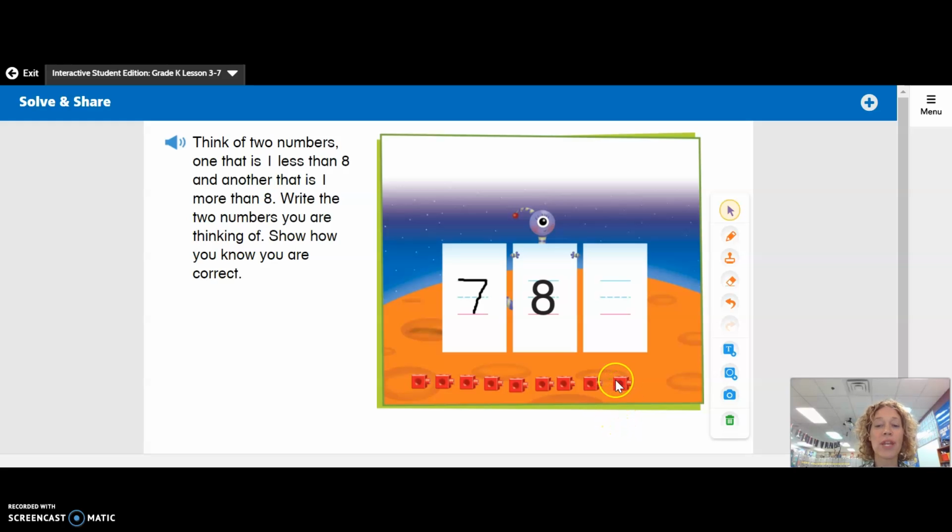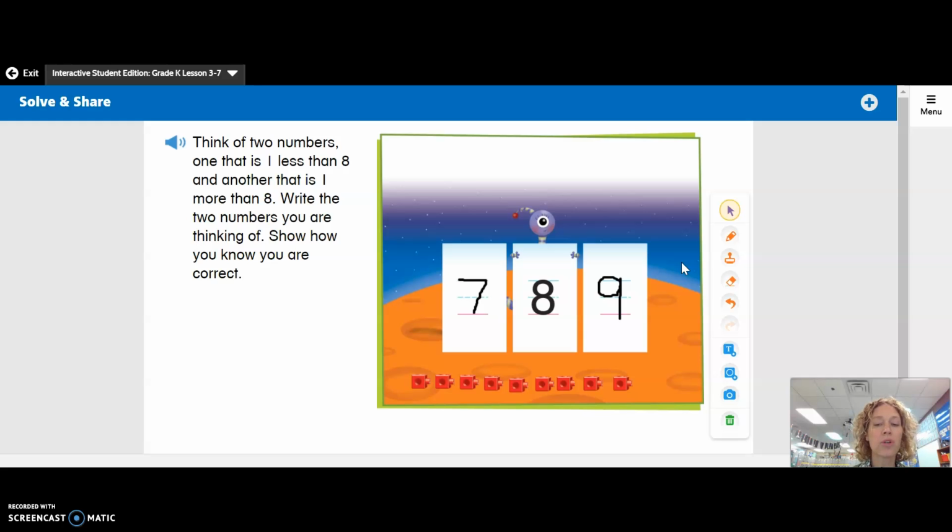All right, so the next number that is 1 more is 9. So let's make a 9. Get out your pencil. All right, little curve, up and down. All right, wonderful. How do we know we're right? Because when we count, it'll count.